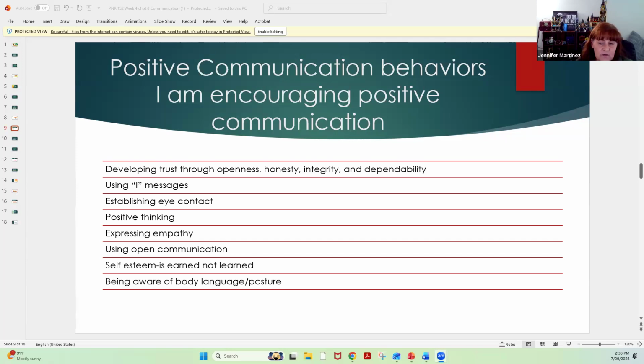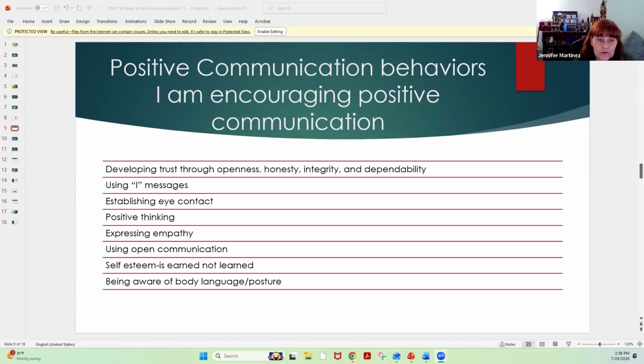Another thing would be using open communication. Being open and honest is critical in establishing therapeutic communication with our clients and that relationship. And so you want to be honest and open. And another big one is self-esteem.